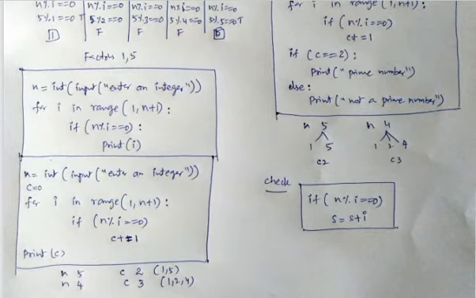If your input is 5, your c is 2. Look at the indentation. I have not given the colon there. For if n mod i equal to 0, the colon is missing over there. You just put colon over there and execute the program.